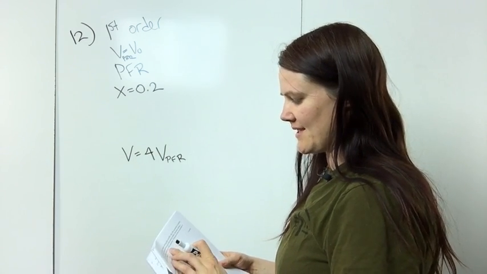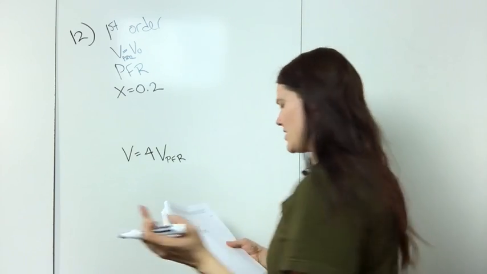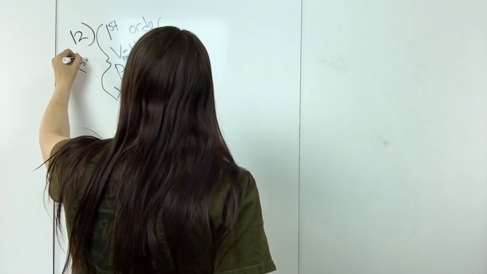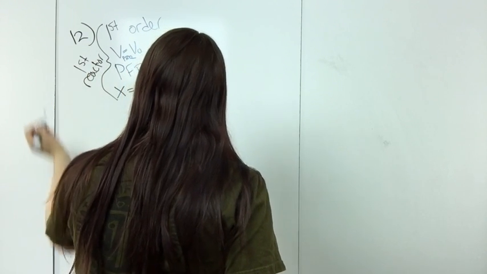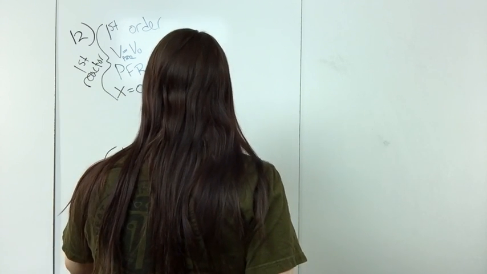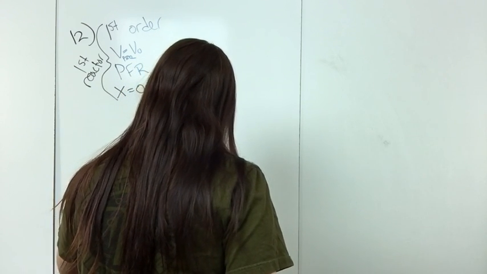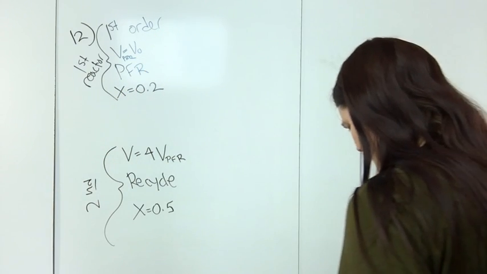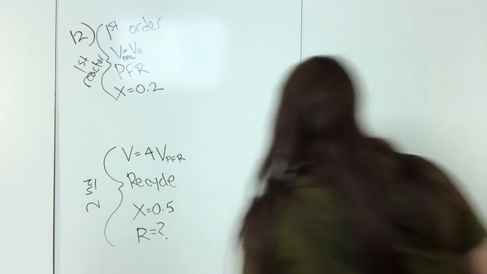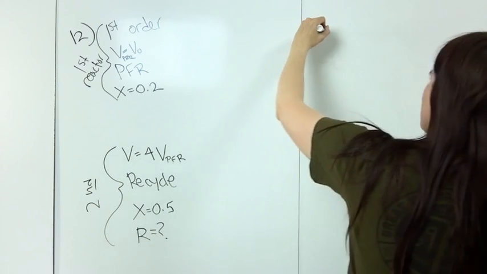So it says he engineers a recycle reactor to get 50% conversion. What recycle ratio is necessary to achieve the design conversion? So this is the first reactor. And then the second one, you have a recycle reactor. So this is the second one. And for this one, X is equal to 0.5. And then he wants to know what R is.